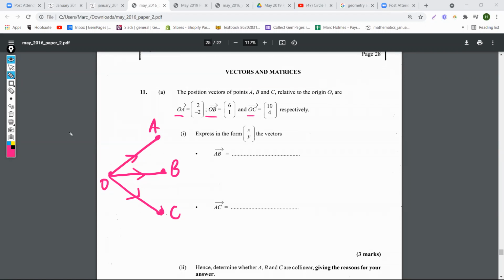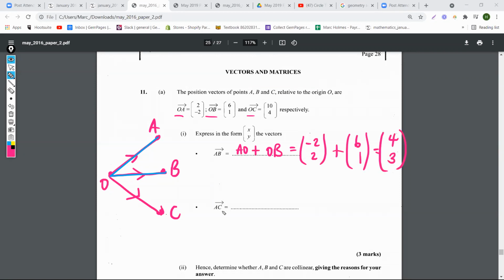Then they're asking us to find AB. So AB, guys, let me make it in blue. AB would have to be from A to O and O to B. So AB is actually AO plus OB. But AO is the opposite of OA, guys. So it's going to be -2, 2. See, this is 2 and -2. It changed sign. Plus OB, which is 6, 1. So the answer for this one would be 4, 3.